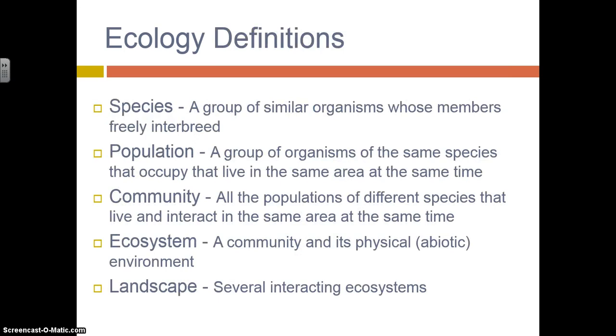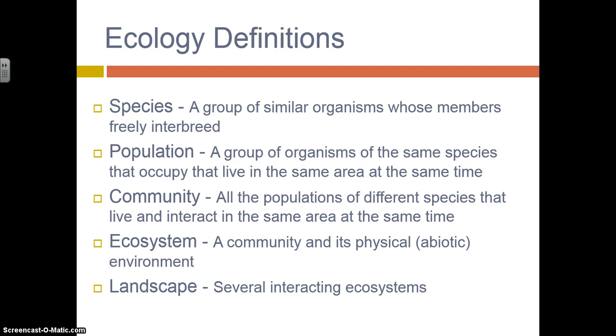So here we're going to talk about the hierarchy of biological organization. It starts with a species and ends with a landscape, or essentially a biosphere. A species is a group of organisms that can interbreed and produce viable offspring. When you have more than one of these together, interacting and living together, that's a population of a species.